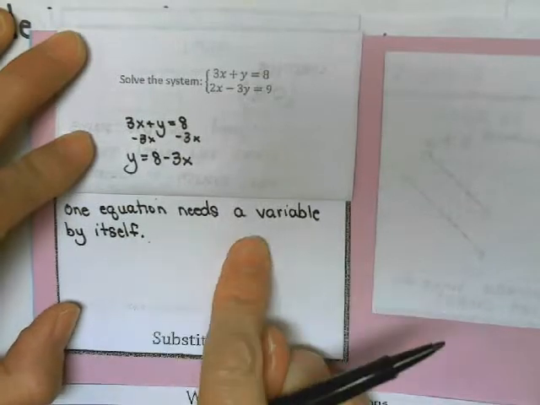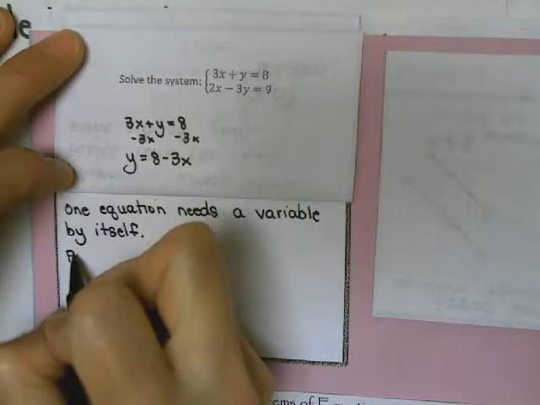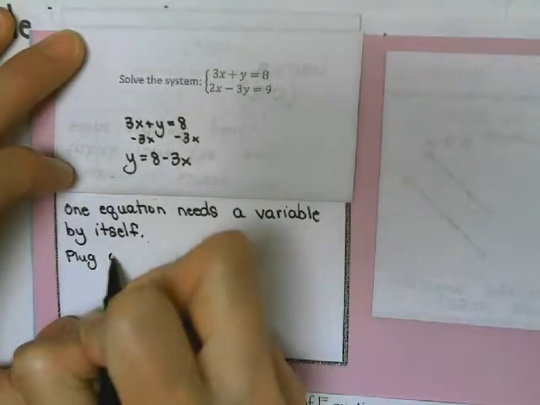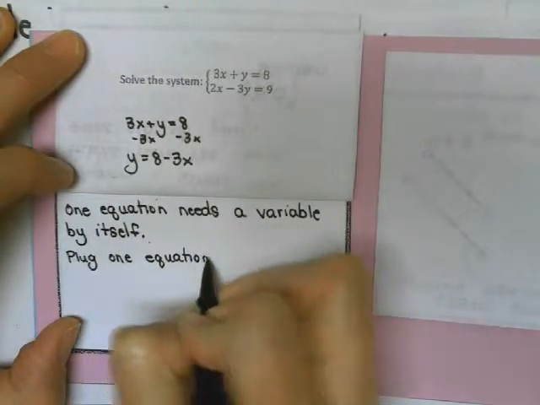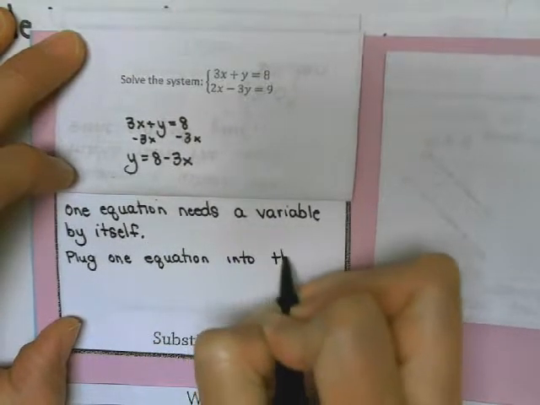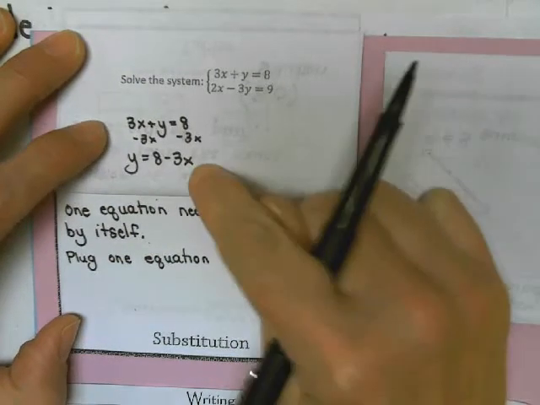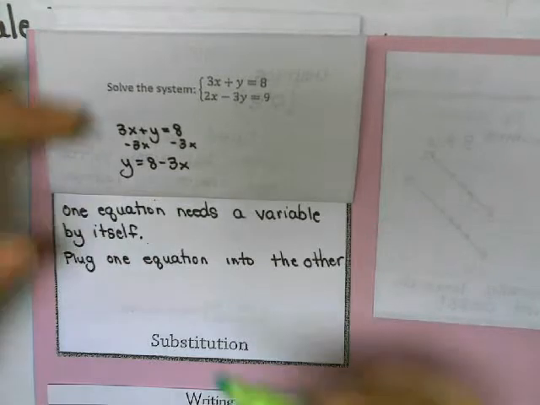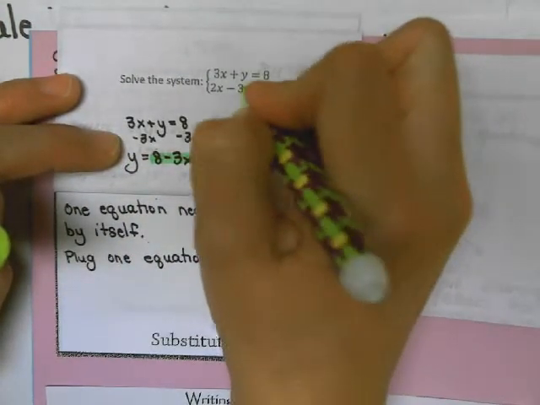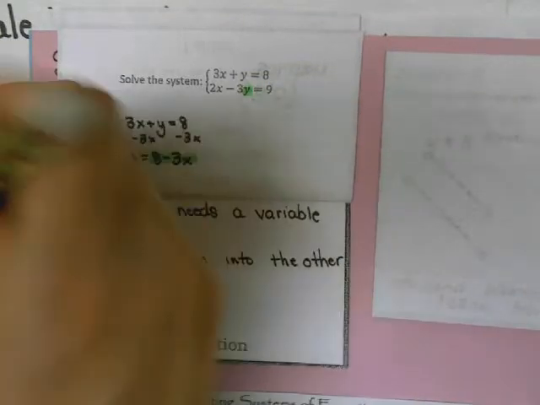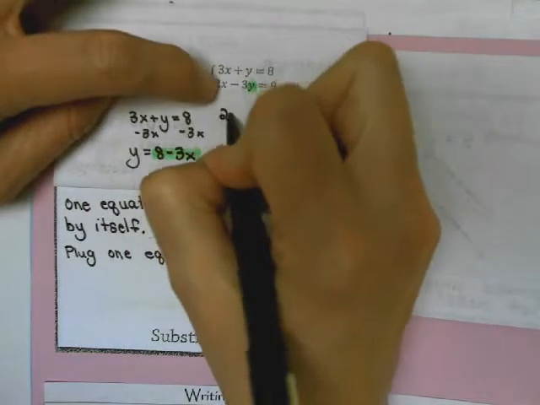Okay, so once I have a variable by itself, then you're going to plug one equation into the other. So now since I have y by itself, this is telling me that y is 8 minus 3x. So right here, instead of writing y, I'm actually going to write 8 minus 3x.